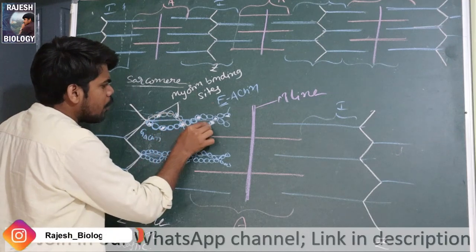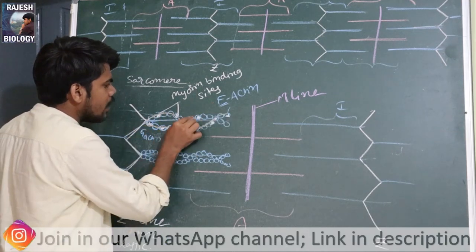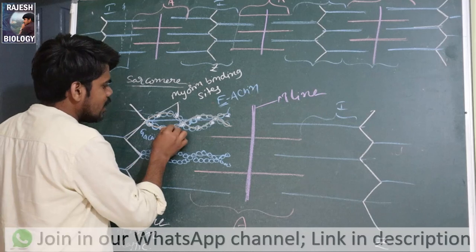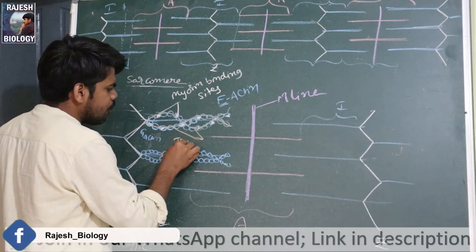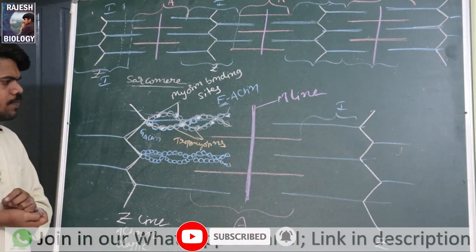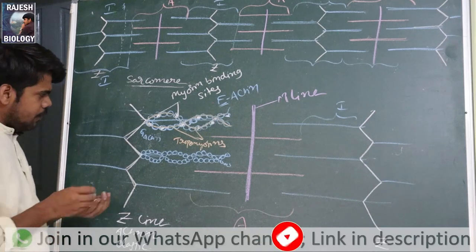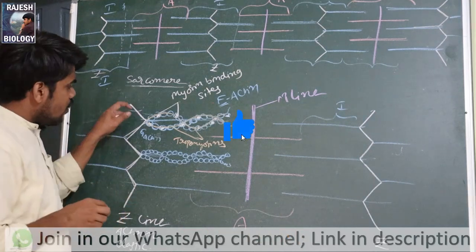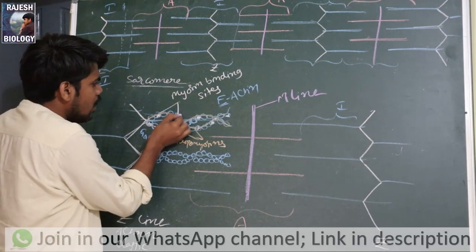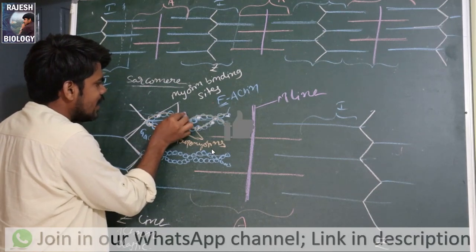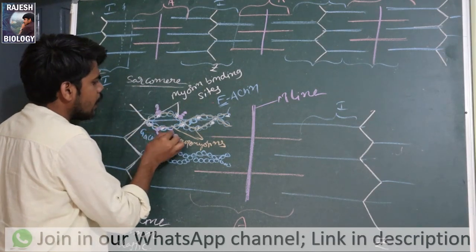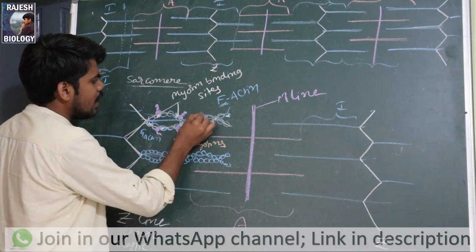They are covered by another protein, the regulatory protein which runs parallel to the actin. There are two tropomyosins. These are the tropomyosins. And at the same time, where there are myosin binding sites, there is a complex protein, that is troponin. This is a troponin, like this.